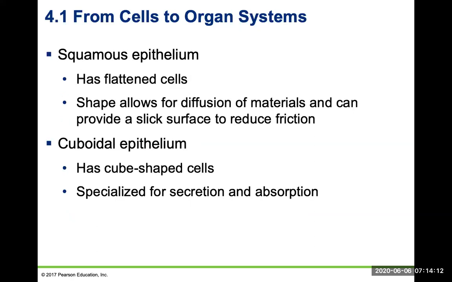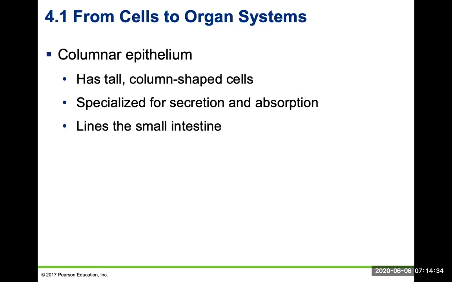So squamous epithelium has flattened cells, and its shape allows for diffusion of material and can provide a slick surface to reduce friction. You'll find these in your capillaries and also in your lungs. Cuboidal epithelium has cube-shaped cells, and they are specialized for secretion and absorption. And then the columnar epithelium has column-shaped cells, which are also specialized for secretion and absorption, and they line the small intestine.